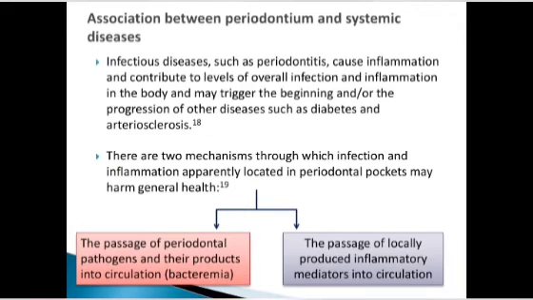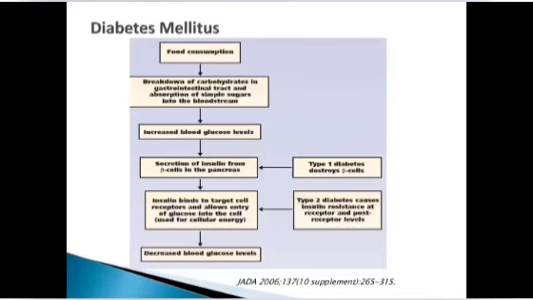There are two mechanisms through which infection and inflammation apparently located in periodontal pockets may harm general health: the passage of periodontal pathogens and their products into the circulation, which is bacteremia, and the passage of locally produced inflammatory mediators into circulation.